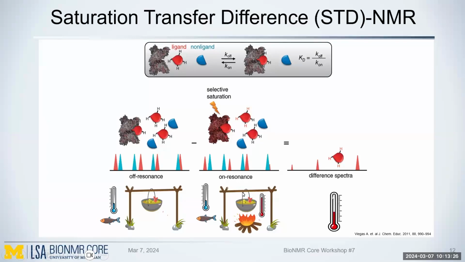So now the temperature of the fish inside the pot increases, while the temperature of the fish outside the pot remains the same. And similarly, you can do a temperature subtraction and get this temperature difference, which is similar to the difference spectrum that we observed in the STD-NMR experiment.